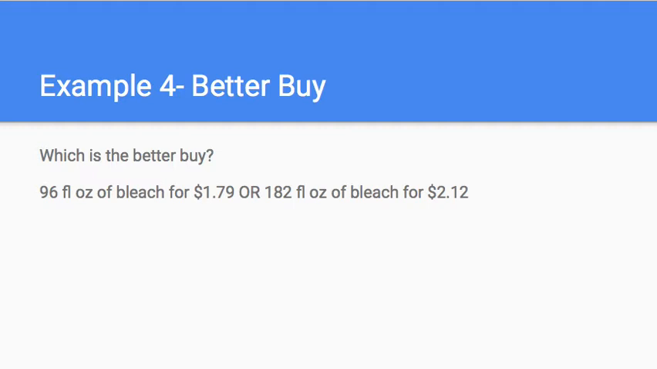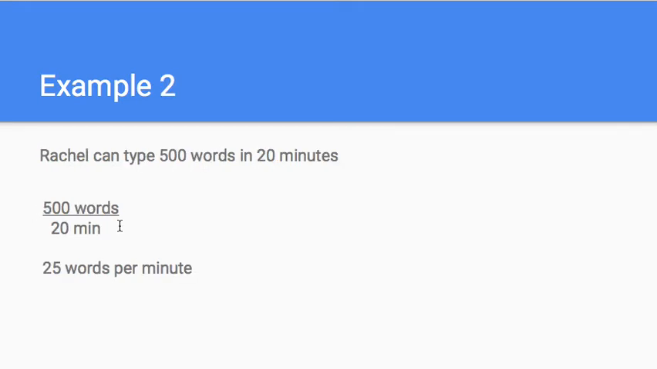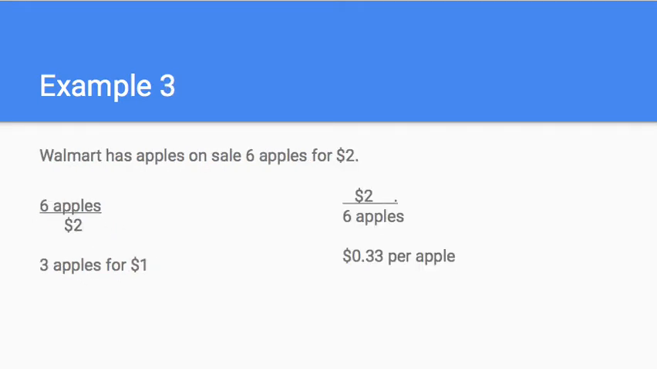Now, obviously, you're paying more total for the $2.12 for the 182 fluid ounces. But if you look at the amount that you're paying for 1 ounce, you might find different. So let's look at how much we pay per ounce. And if you notice, the word per is a clue. I look for miles per hour. That's miles divided by hours. Words per minute. Words divided by minutes. Apples for $1. Apples divided by dollars. Amount per apple. I take the money divided by apples. Okay, that word that comes after per, that's always the amount that I divide by.